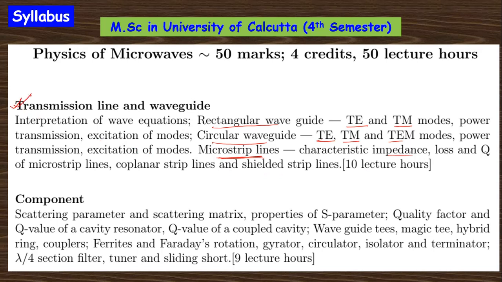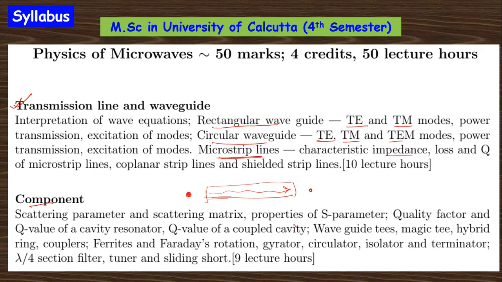Now we want to discuss the components connected with the waveguide. When the microwave is transmitted from one point to another point, various kinds of connectors or components are arranged to transmit this microwave. So we want to discuss these components.